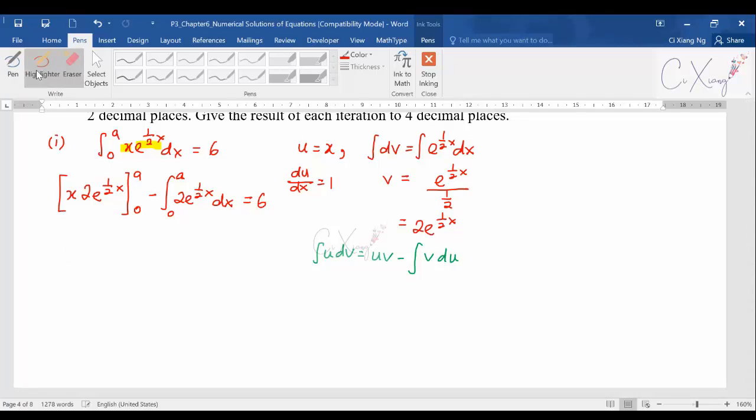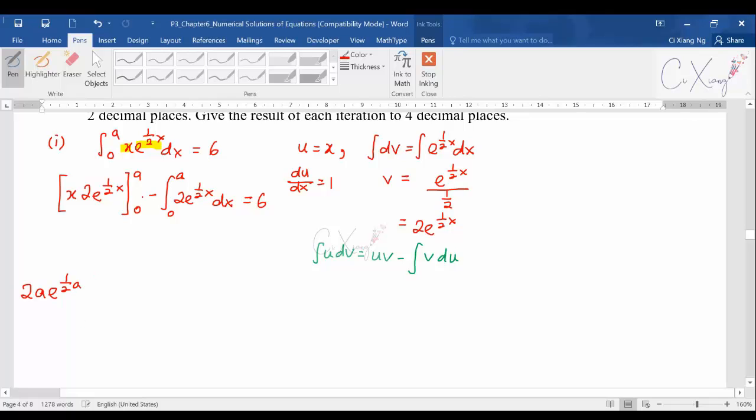For this part, if I want to substitute the limit a into the equation, what I have here is 2a e power half a. Then substitute 0 into the x, I will have everything equal to 0. So I'm not going to write it out. Then I come to this part.